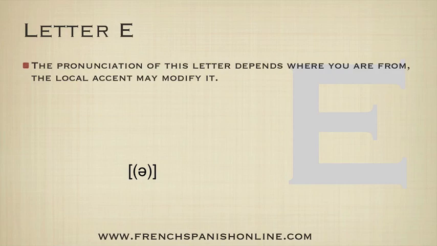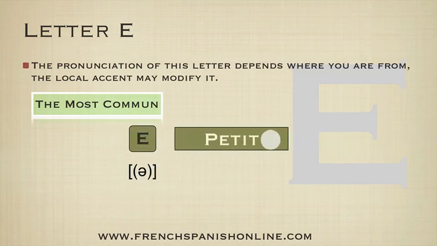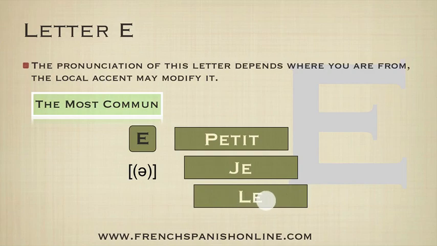Actually, the local accent may modify it. However, the most common is to say E, like it is written here in phonetics. E, like in petit, to say small or little, petit. Je, the pronoun I, je, or le, the definite article, le. Petit, je, le. So the sound E.